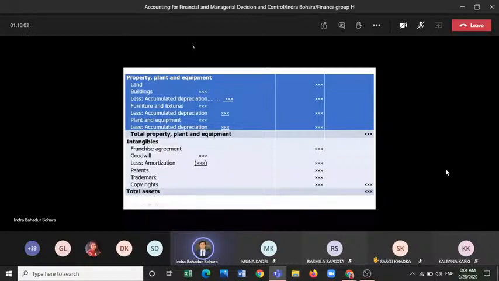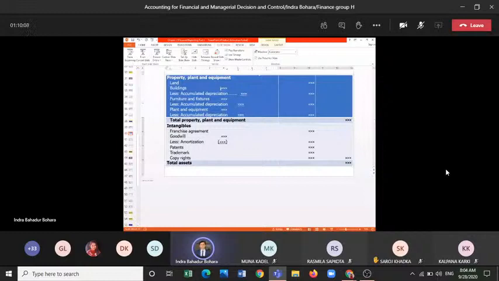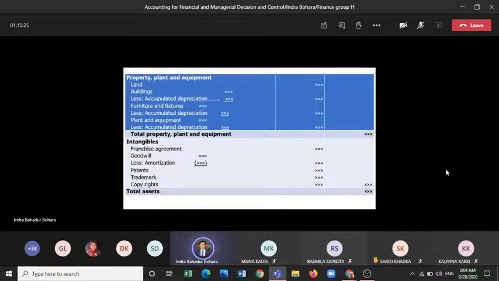But building has depreciation, so it is deducted. Its depreciation is deducted as less accumulated depreciation. So you write down less accumulated depreciation, and the net value is written in the first amount column. Similarly furniture, machine, vehicle, etc. are included under property, plant, and equipment. Their amount is totaled and written in the second amount column, which is total property, plant, and equipment.